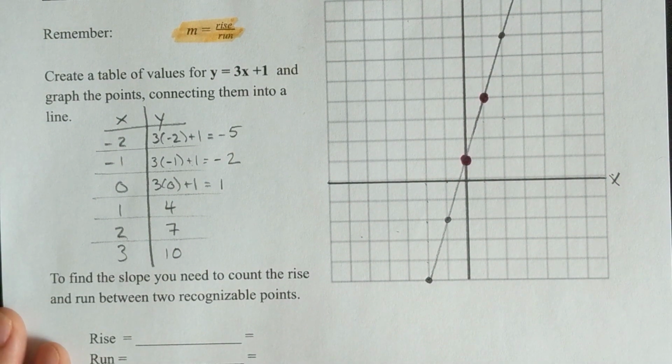And then you build yourself a little triangle. The idea with your triangle is you always want to go from left to right for your run. And then you want to go in the same direction; I try to go in the same direction that my line is going in.